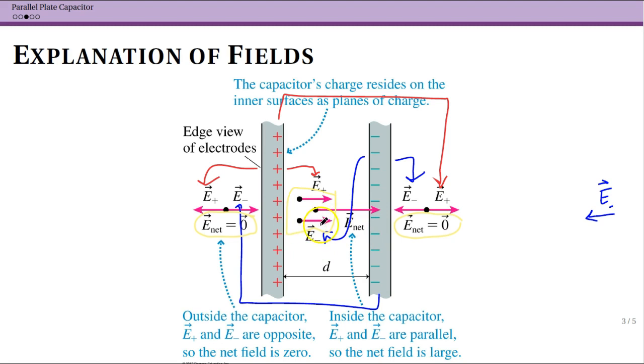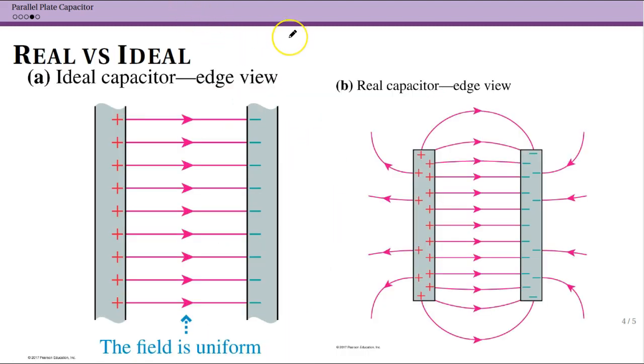And again, the value here would be eta over 2 epsilon naught for each of them. So you're left then with eta over epsilon naught on the inside by multiplying by 2. So one thing to think about is that we treated these as if they were infinite planes, which gave us a uniform field everywhere inside. Not only did it not matter how close you were to each electrode, the field did not change, but it also didn't matter how far you were up or down.